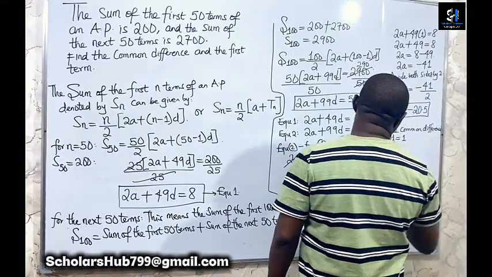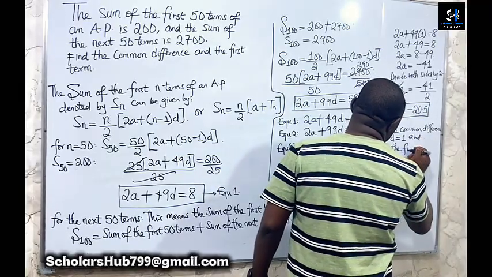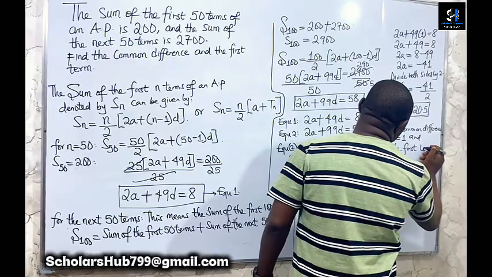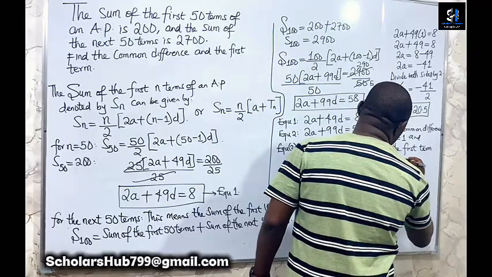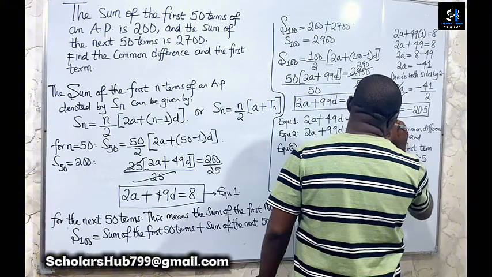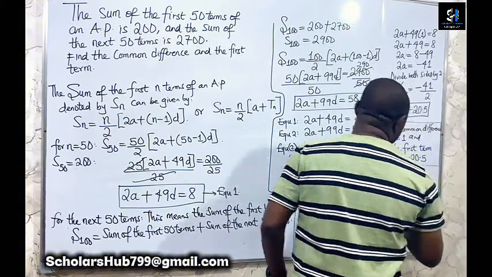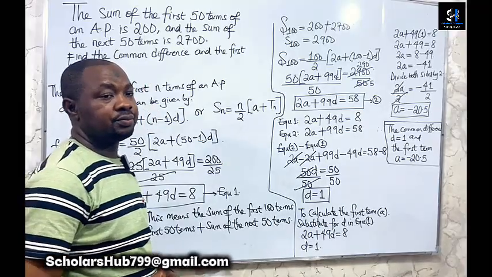So therefore, the common difference d is equal to 1, and the first term a is equal to negative 20.5. And these are the answers to the question.